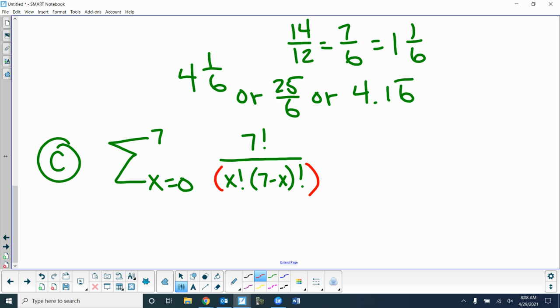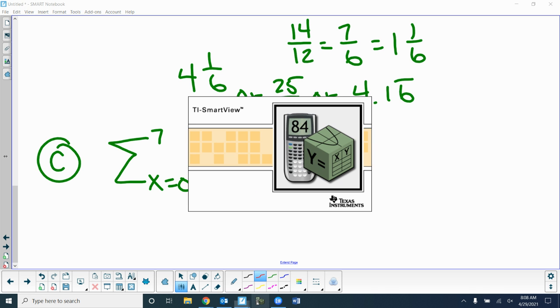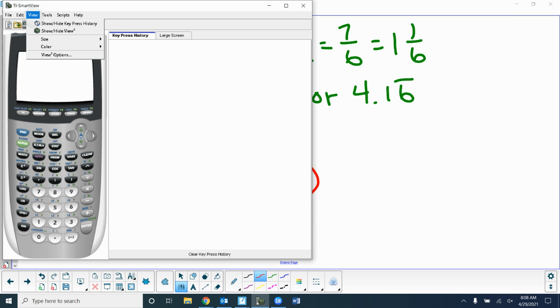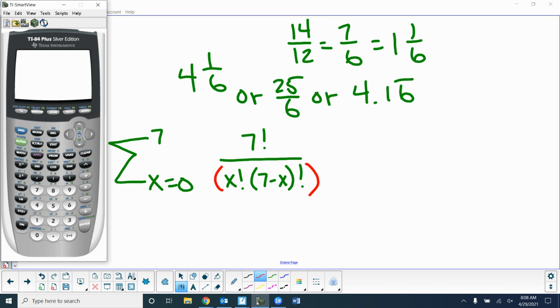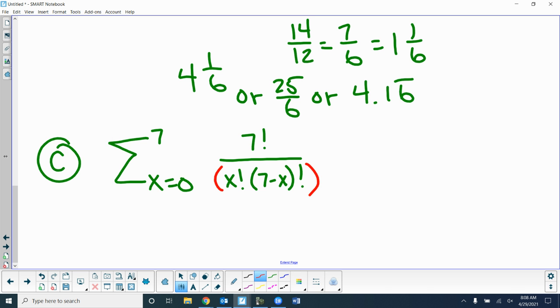Okay? So where was this factorial in our calculator? If I want to do, let's do the 0 factorial. 0, go to math, highlight probability, number 4. So 0 factorial is not 0, it's actually 1. Okay? So here's how I would do it.